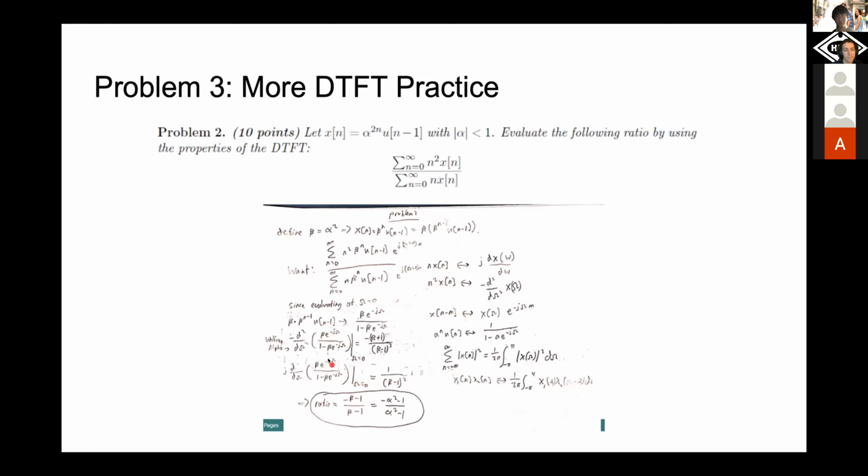Does that make sense to everyone? Any questions about the solution? Let's keep moving. All right.